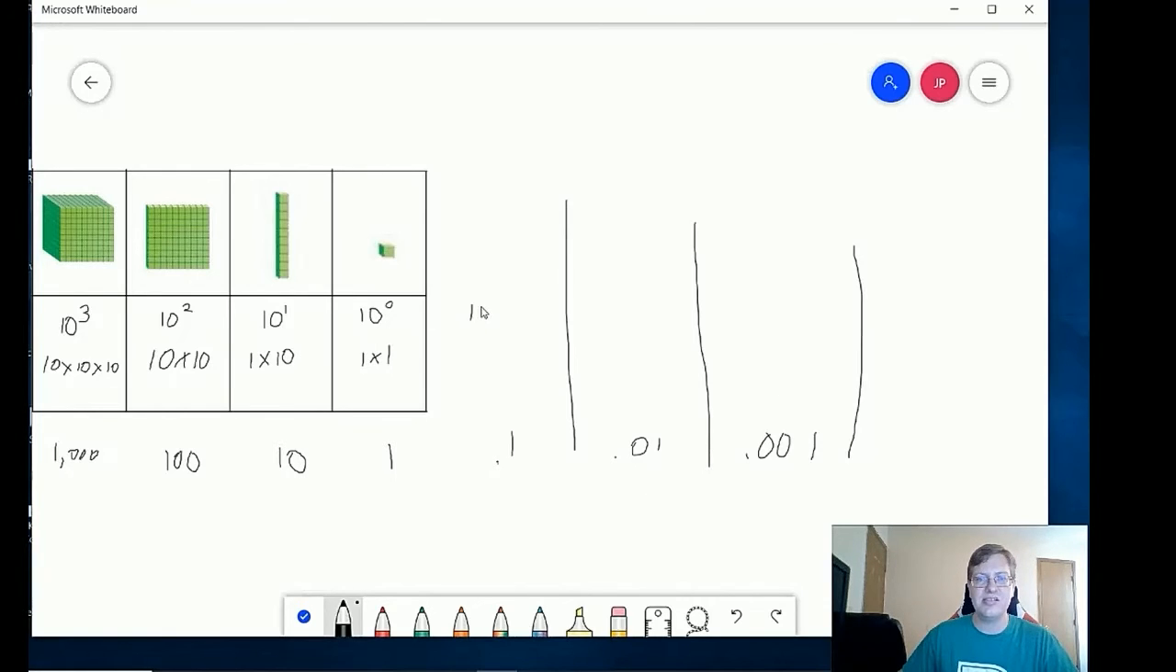So for instance, 10 to the negative 1 power would be the same thing as multiplying something by 1/10. Multiplying it by 10 to the negative 2nd power would be multiplying by 0.01 or 1/100th. And 10 to the negative 3rd power would be multiplying by 1/1,000th.